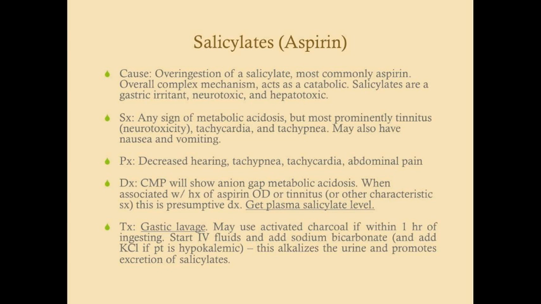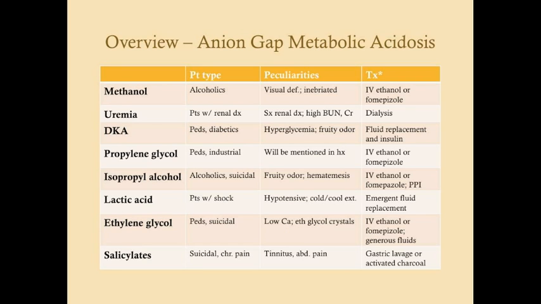And why we want to use sodium bicarb and potassium chloride is because the two of these are going to alkalize the urine. And if we alkalize the urine, it's going to promote the excretion of salicylates. So you're going to get rid of the overdosed salicylates quicker. So just kind of an overview of the anion gap metabolic acidoses.